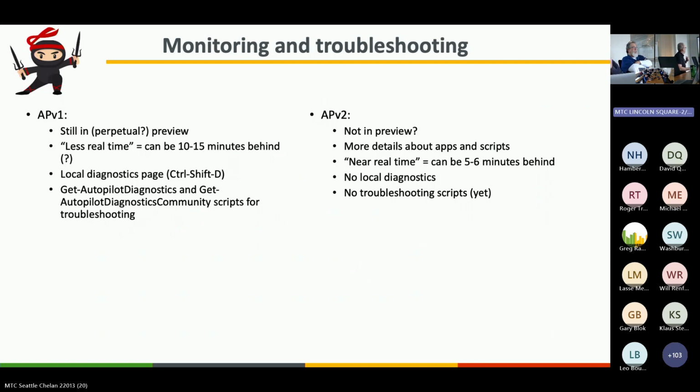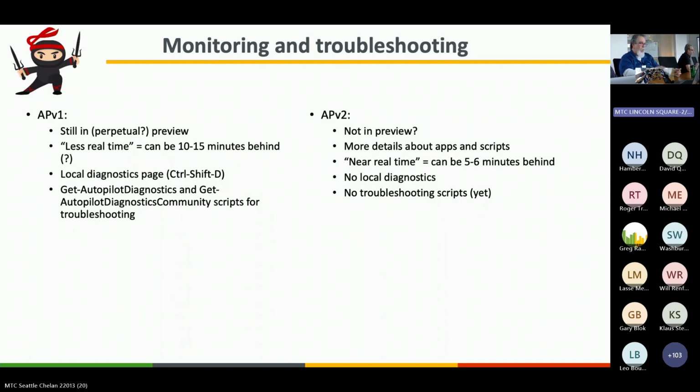The Autopilot V1 perpetually in preview, 10 to 15 minutes behind. There was also a local diagnostics page in Autopilot V1. If you hit Control-Shift-D while the ESP is displaying, it shows you more information. That was a feature that was being worked on right before I left, and it is in there, but it's not terribly useful, so it doesn't get used very often.